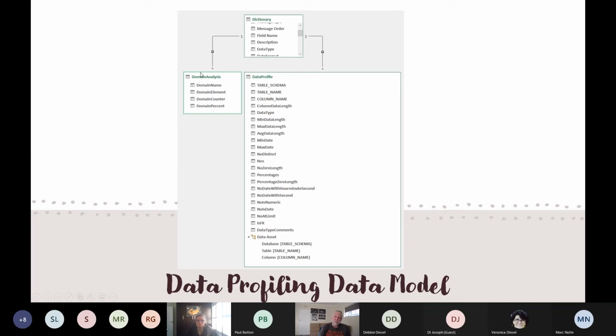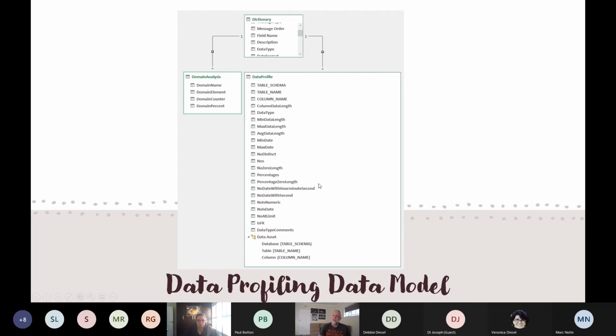This is a table that contains a domain analysis. So it's a column domain analysis. So by column name, what are the elements, and then what is the percentage distribution of those elements within that domain. And then these are the results of the DQ profile, the table scheme, which is database, name, column name, and then these are the results that come out on that scenario.